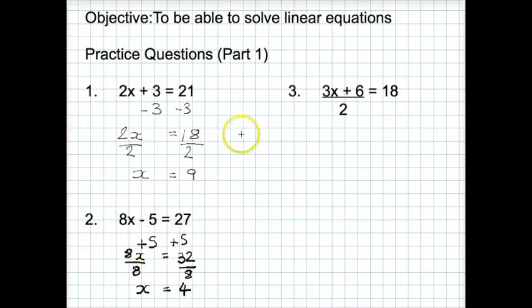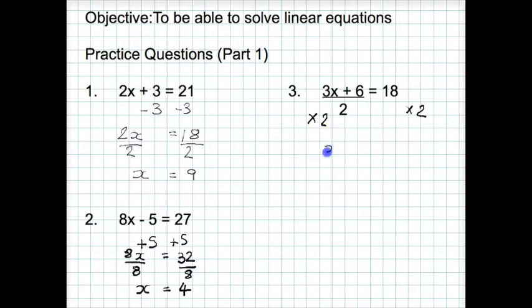And finally, question 3. This time, we've got this fraction part this side. The whole of the top line is divided by 2. So to get rid of this 2, what we need to do is multiply both sides by 2. Because we're dividing here, by multiplying that's going to get rid of the 2, but whatever I do to one side, I must do to the other side. So multiply both sides by 2.